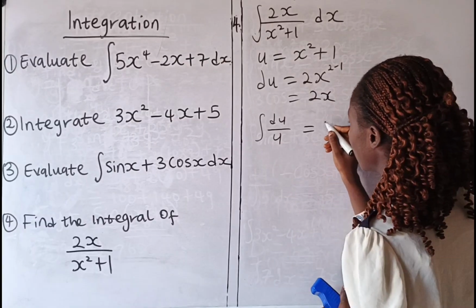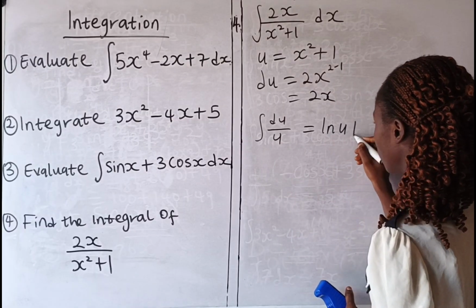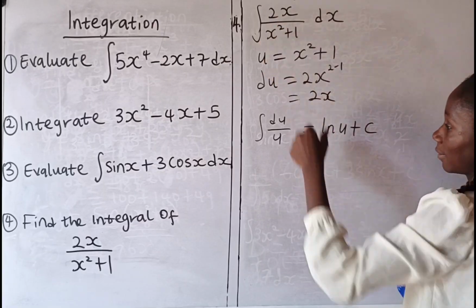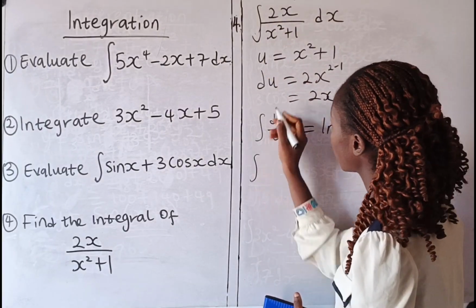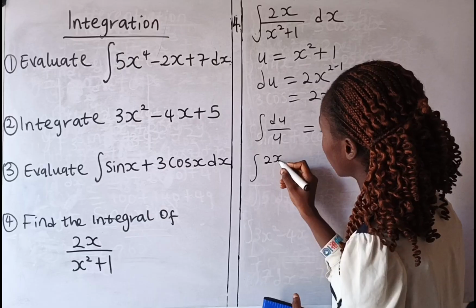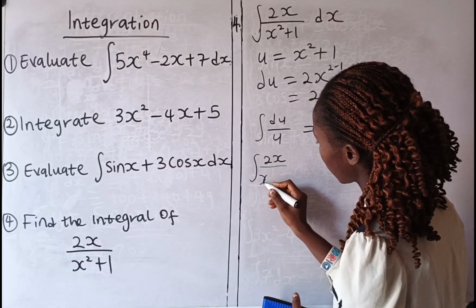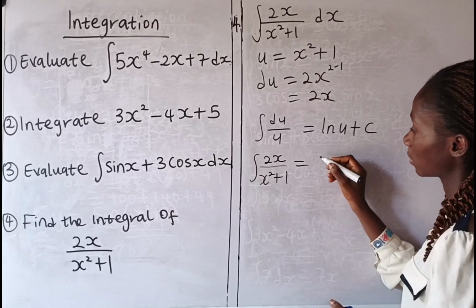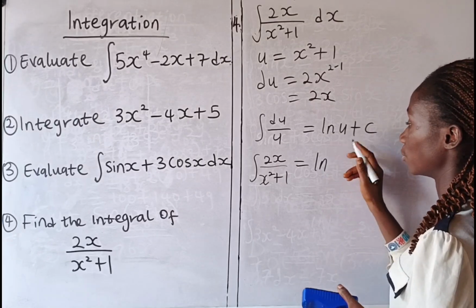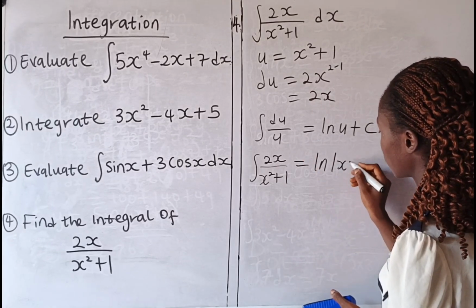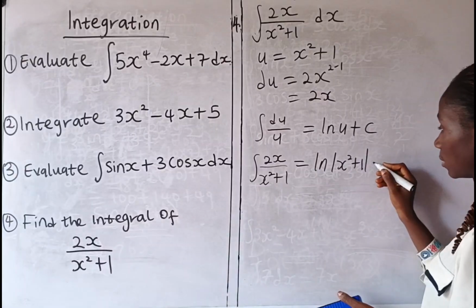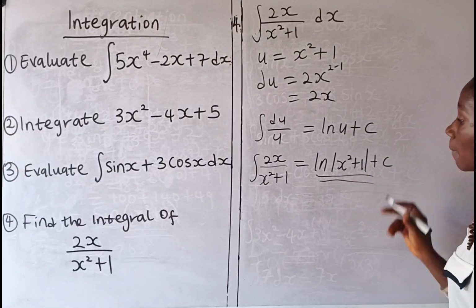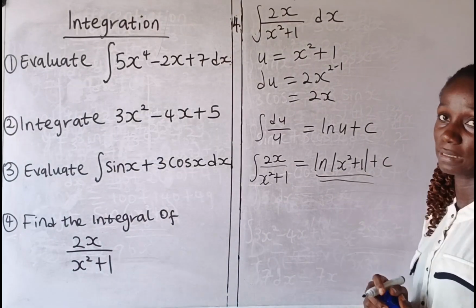This is simply ln u plus c. What do we mean by the integral of this? Remember, the du is 2x and our u was what? x squared plus 1. So using this same method, what we are going to have is ln. What is our u? x squared plus 1. So what's the answer? Ln of x squared plus 1 plus c. Don't forget to put your constants because it's very important.